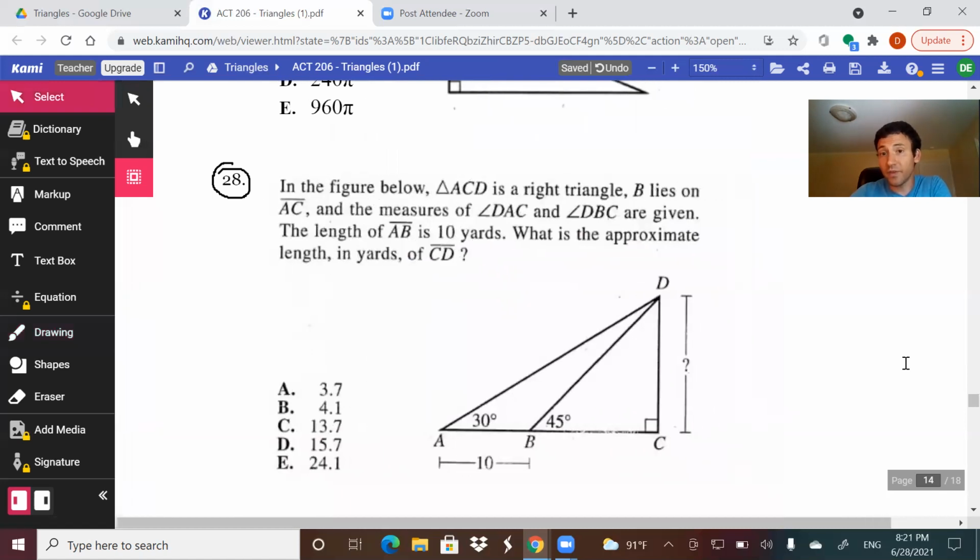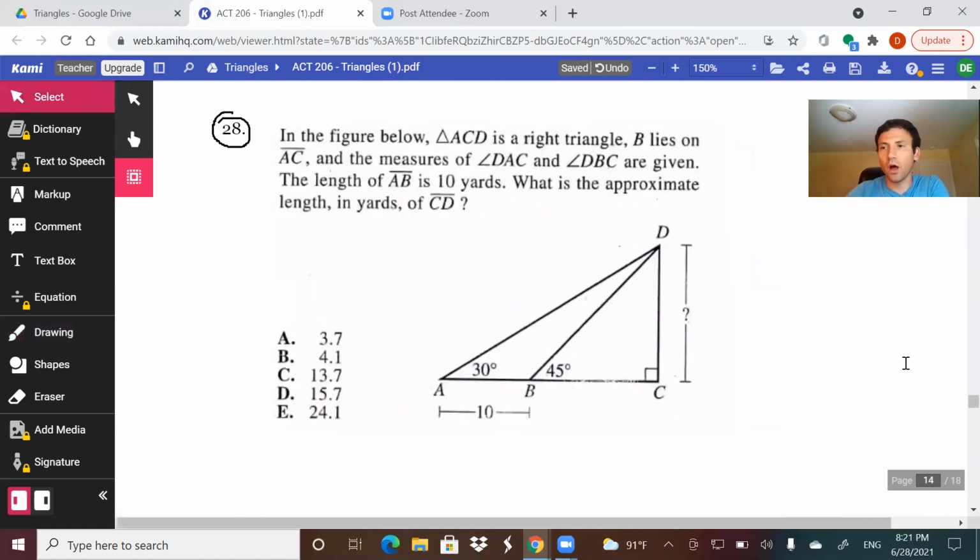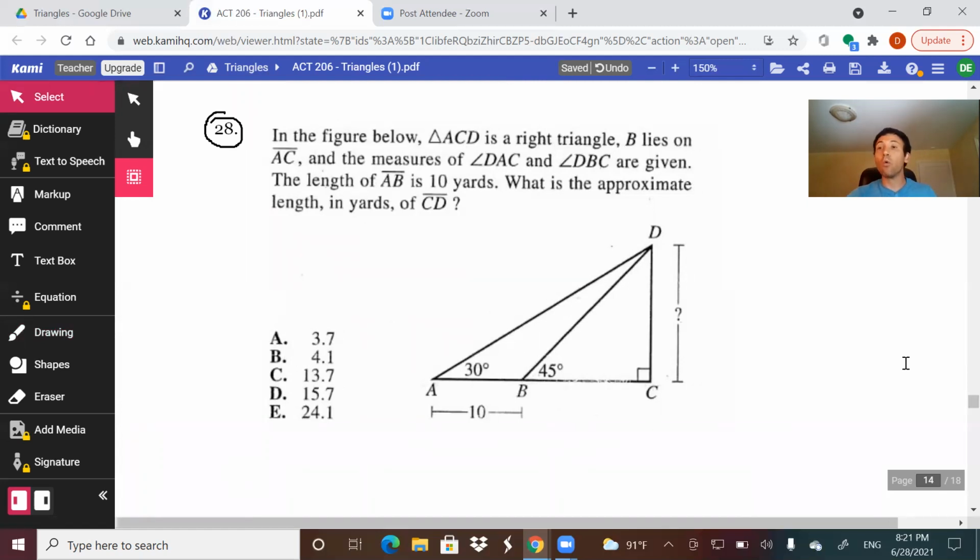Okay, 28 is the perfect example of why it really helps. This is a hard problem, but it's a perfect example of why it really helps to know 30-60-90 and 45-45-90 proportions. We'll get into that, and that will be the second way we do this problem. The first way we're going to do it is just by logic, and we're going to see where that gets us.